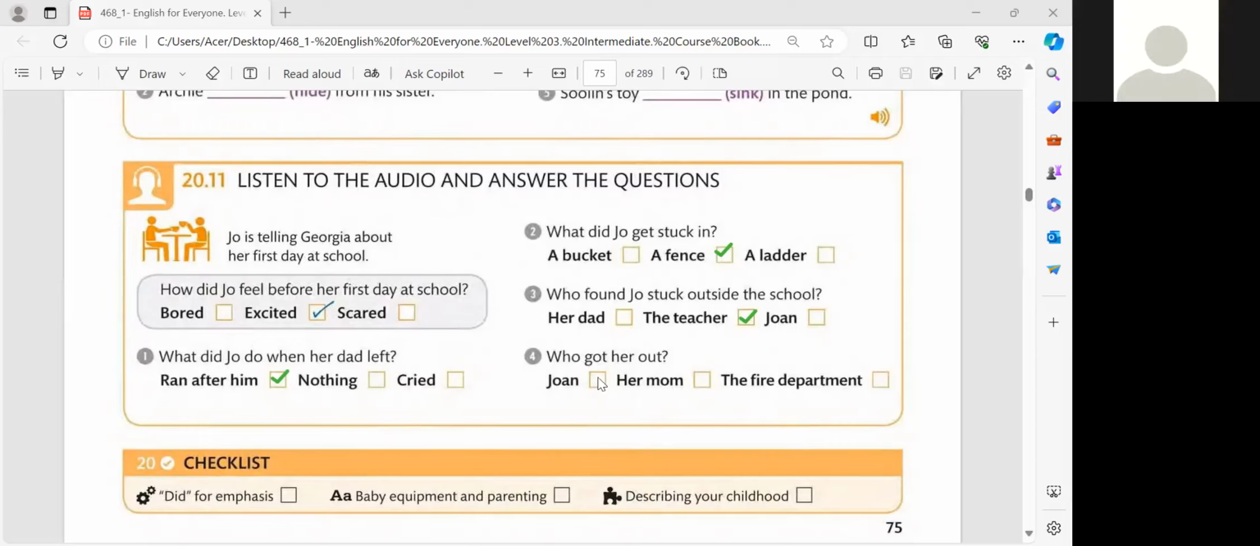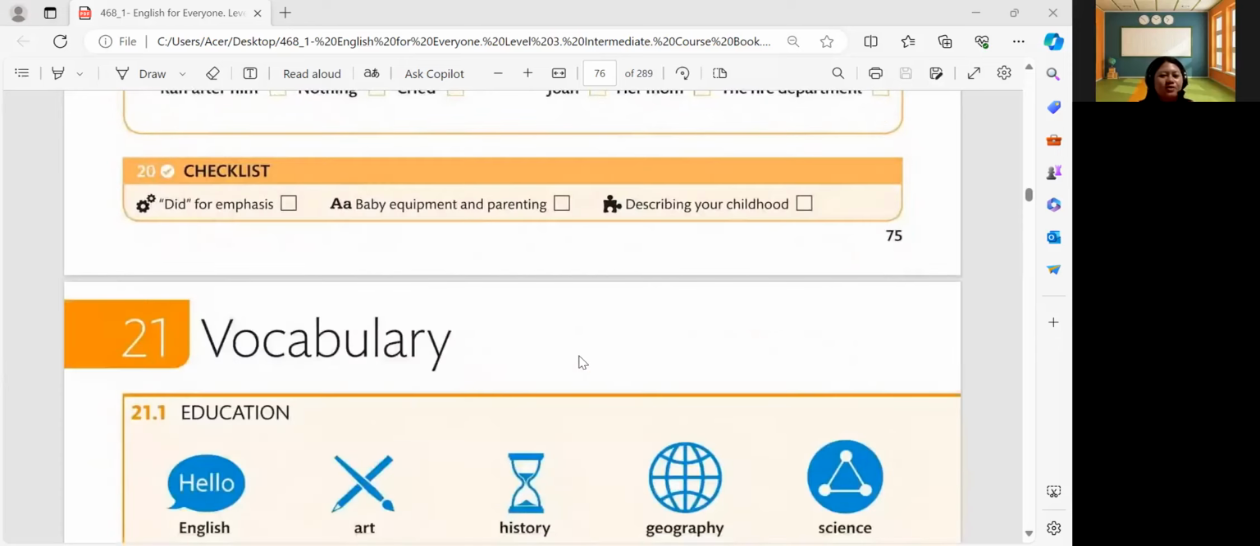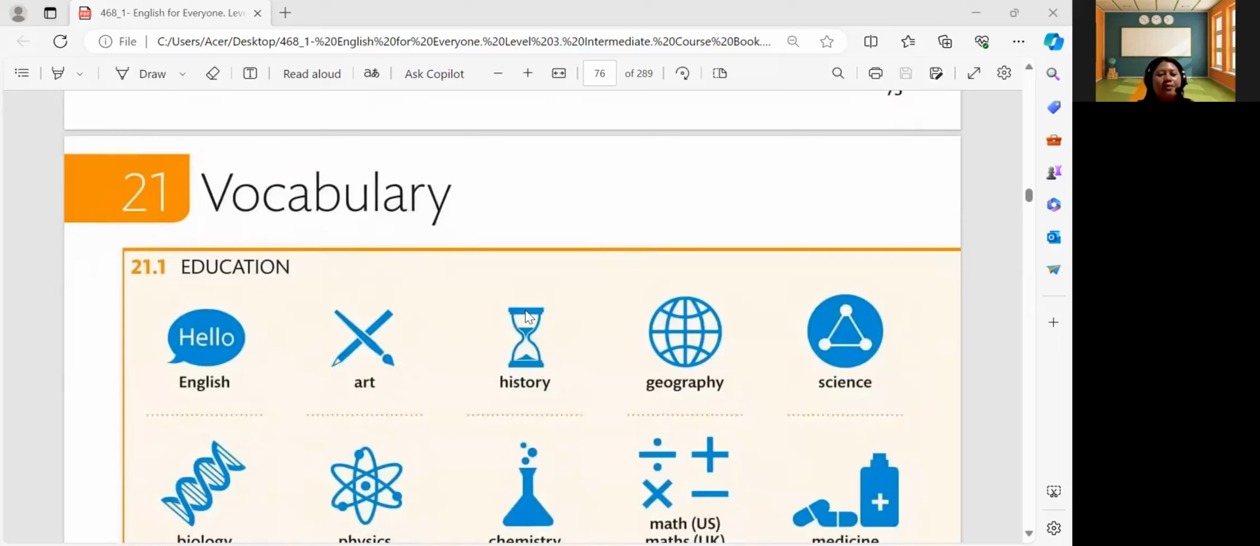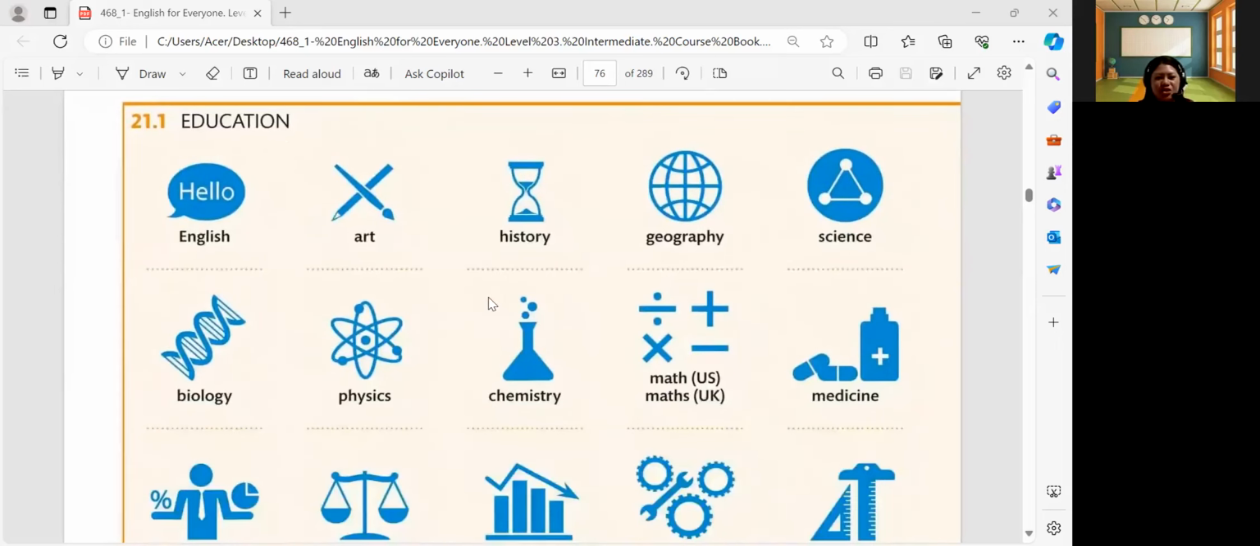Who got her out? Okay, who got her out? The fire department. The fire department. Okay, perfect. So, perfect score for this activity. Very good. So now let's proceed to vocabulary. It's all about education.